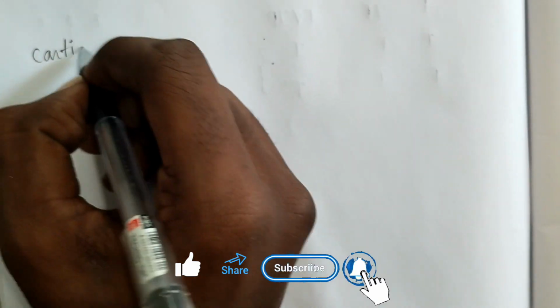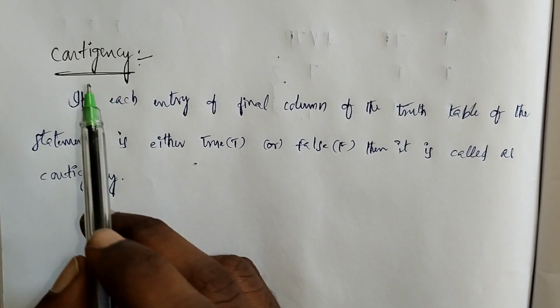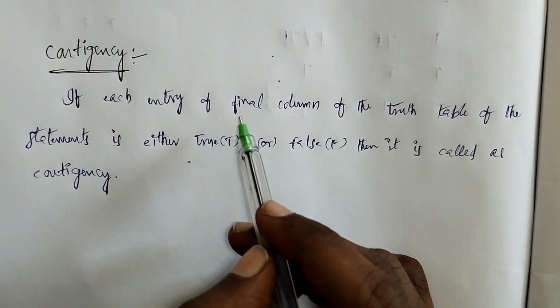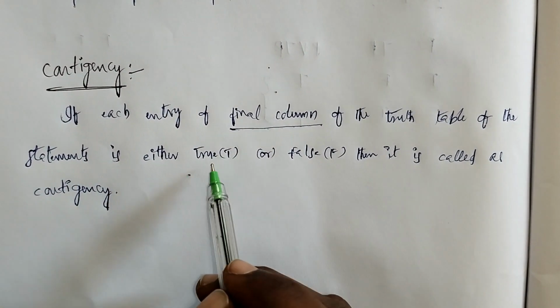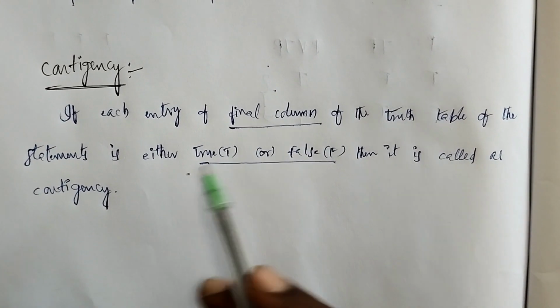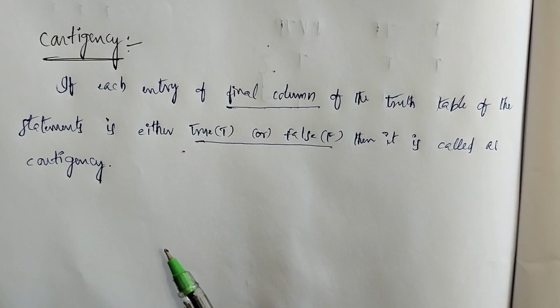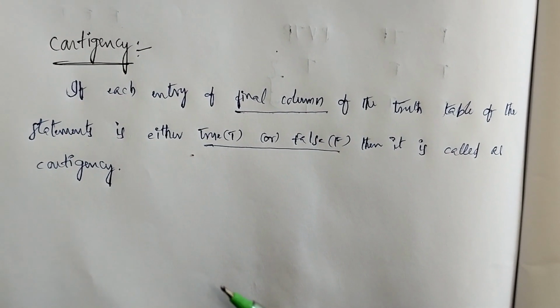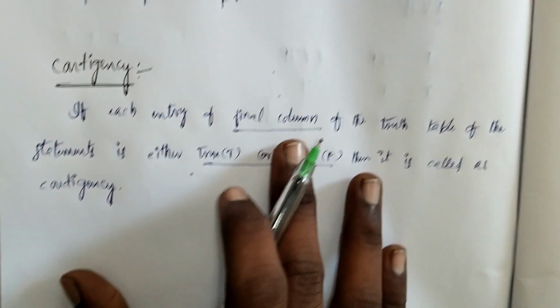Contingency. So here is the definition of contingency. If each entry of the final column of the truth table of the statements is either true or false, then it is called as contingency. Contingency is nothing but the combination of true or false statements in the truth table. So let's see the example of contingency.